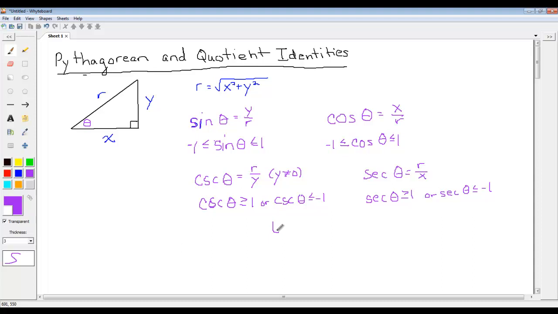And then you have the lovely tangent of theta. Tangent of theta we talked about being y over x, assuming that x isn't 0. If x is 0, then it's undefined, and that's where you're going to get something called an asymptote when we talk about graphing these later. But for now, tangent of theta equals y over x. Y can be smaller than x, equal to x, or bigger than x, so tangent theta there can be any real number.